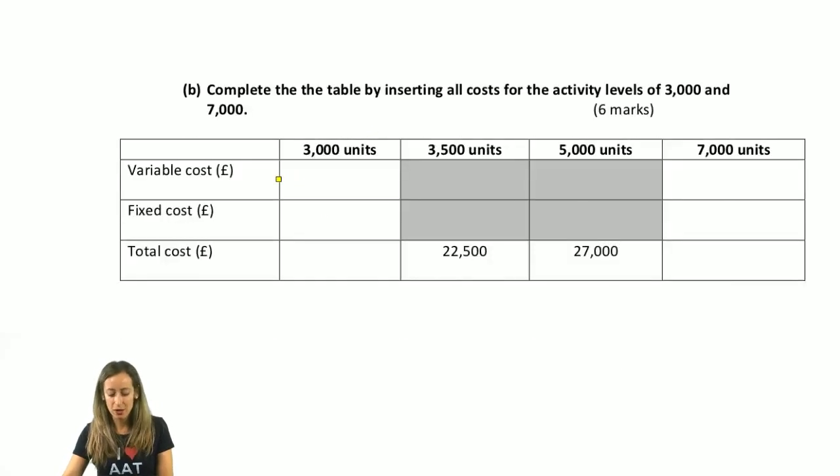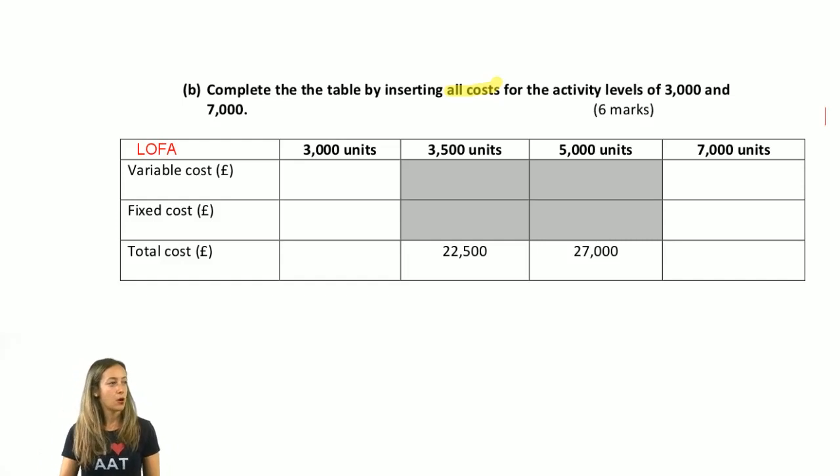This part B of the same task says complete the table by inserting all costs for the activity levels of 3,000 and 7,000. Again, it's looking at cost behavior. We've got variable cost, fixed cost and total cost, and different levels of activity, which we can, if you want, just for short, call LOFA, levels of activity. Do you like that word, LOFA? I think it's a fantastic word. For some of the levels we've got the total cost already given to us, and we have to fill in all the white boxes, not the shaded ones, in order to score the full 6 marks. 1 box, 1 mark. Hopefully you've noticed that already.